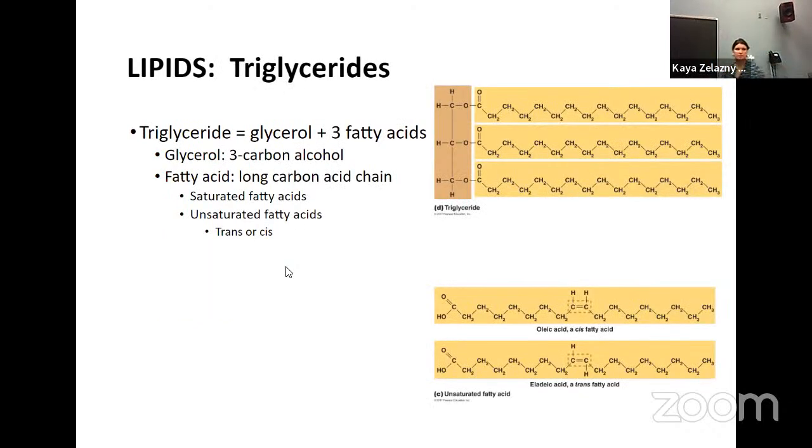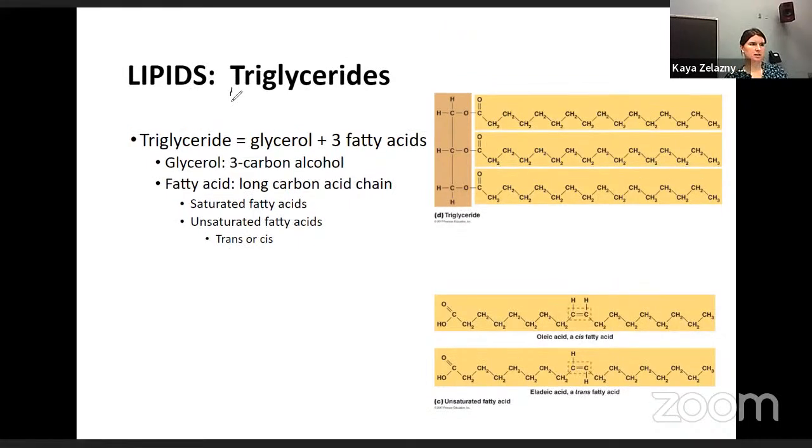So hopefully you have seen triglycerides before. Triglyceride, again, tells you what it is. Tri is telling us that we have 3 of these fatty acid chains. And glyceride is telling us that we have this glycerol backbone. So we have this 3-carbon molecule. I always think this kind of looks like a flag, right? So we have this 3-carbon molecule as our backbone.